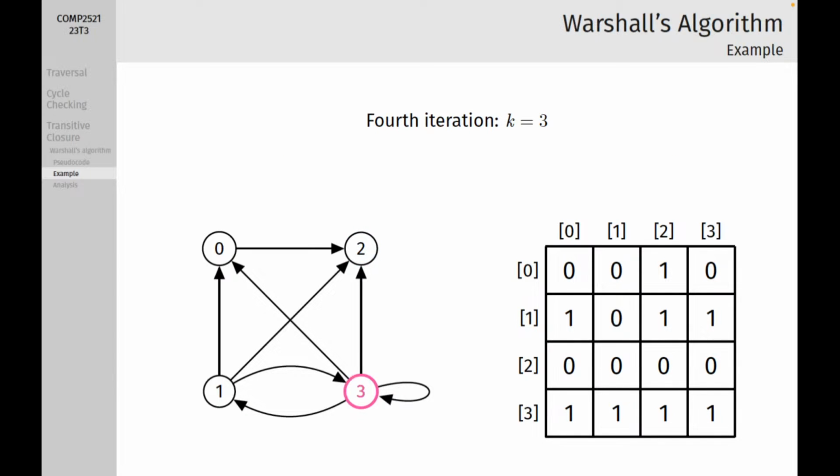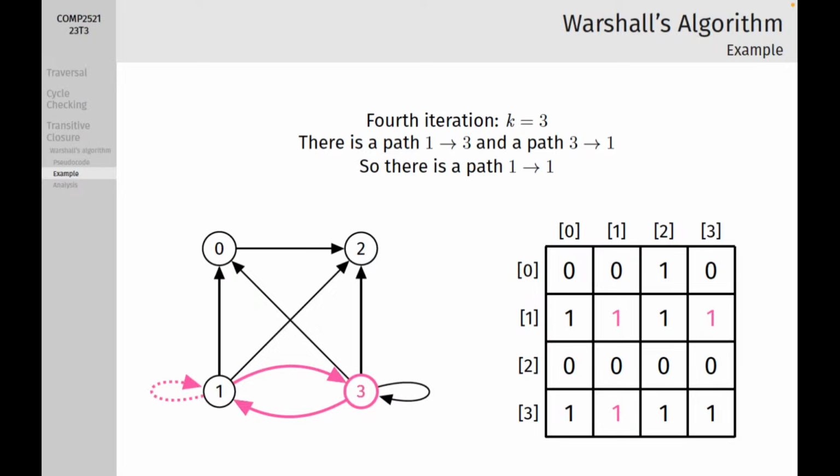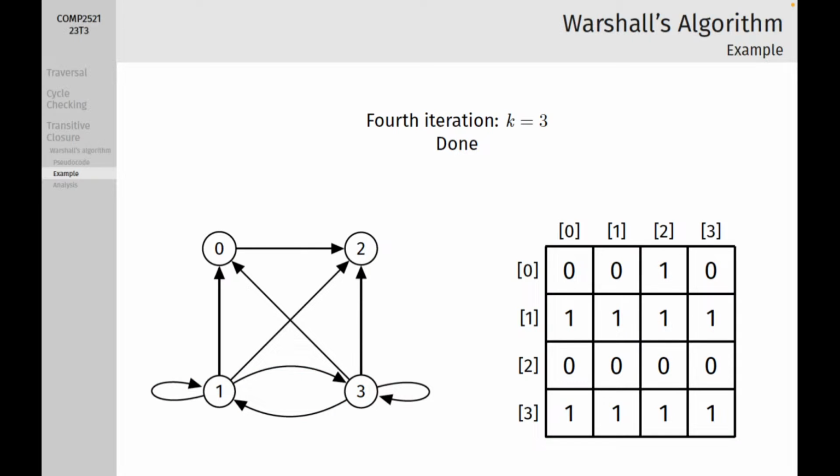Okay, so in the next iteration, which is the final iteration, k is equal to 3. So what do we notice? Well, we notice that there is a path from 1 to 3, and we also see that there's a path from 3 to 1. Okay, so what does that tell us? That tells us that there is a path from 1 to itself, right? So we put a 1 in this cell. And now we're done.